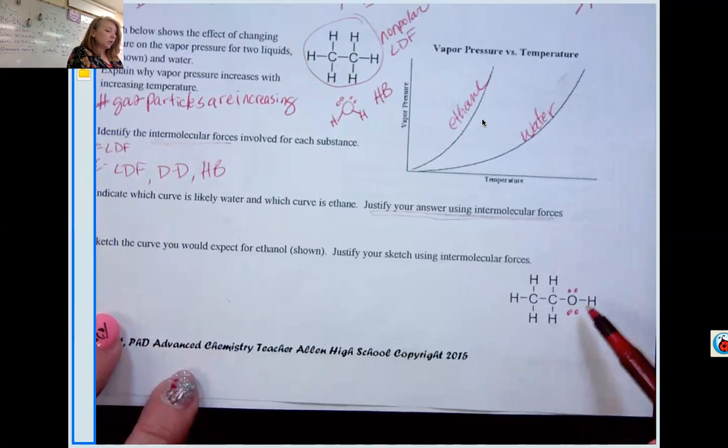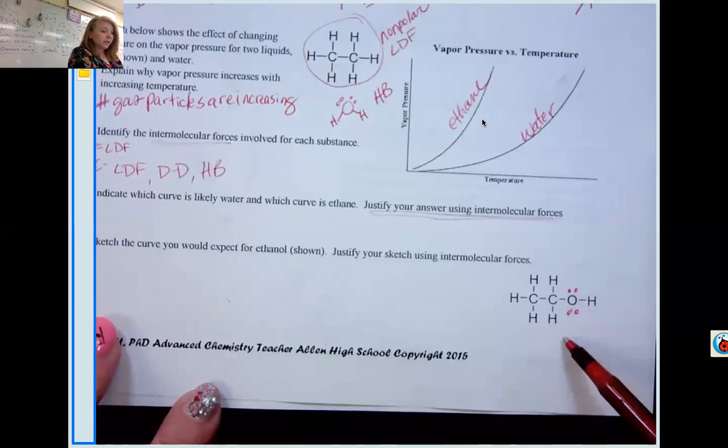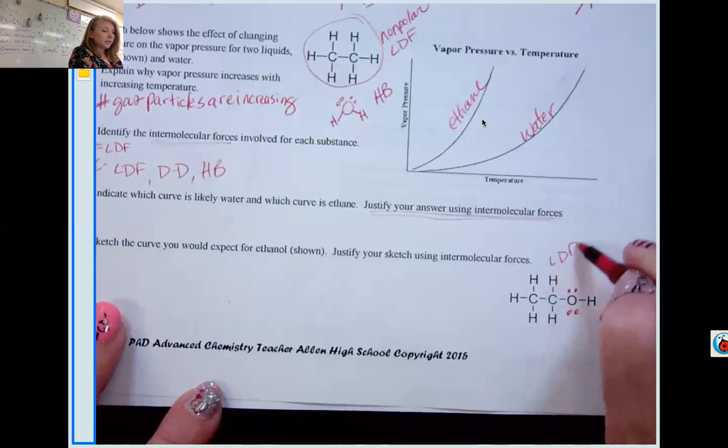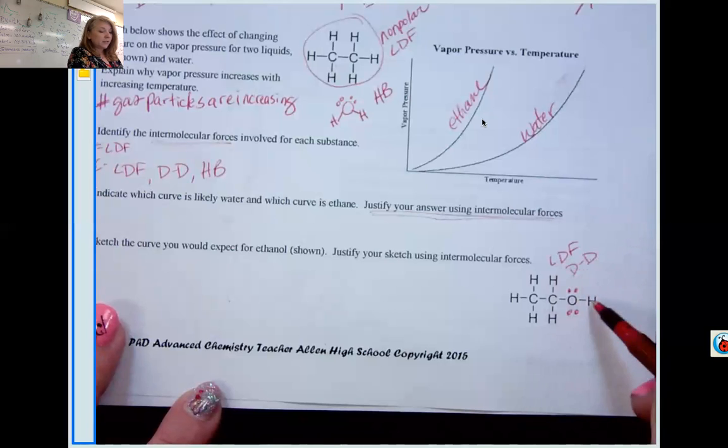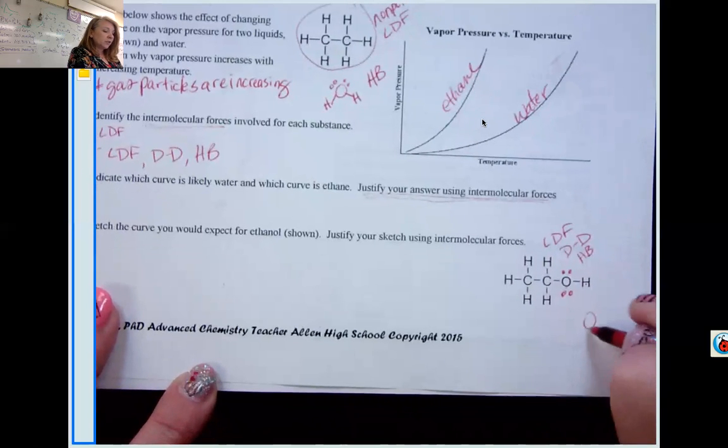And let's think this through. Does this have London dispersion? Yes, it does. It's polar, so it has dipole-dipole. And because it has hydrogen directly attached to oxygen, it also has hydrogen bonding. But is its hydrogen bonding going to be as strong as water's hydrogen bonding?